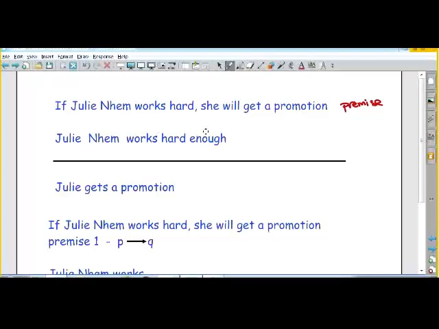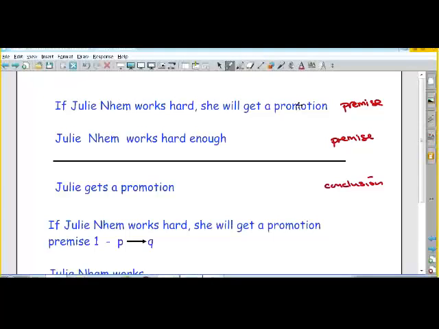The second premise is just a statement: Julie Nem works hard. And therefore, which is kind of like then, therefore, Julie gets a promotion. So that's the conclusion part.